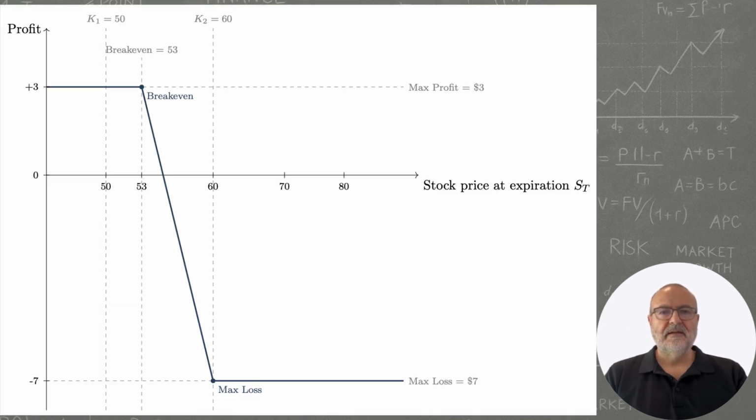Notice the flat line at your maximum profit when the stock price is below $50. Then the line slopes downward between $50 and $60 as your profit erodes. Above $60, the line flattens again, marking your maximum loss. This visual shape clearly illustrates how the bear call spread benefits from stable or slightly falling markets.